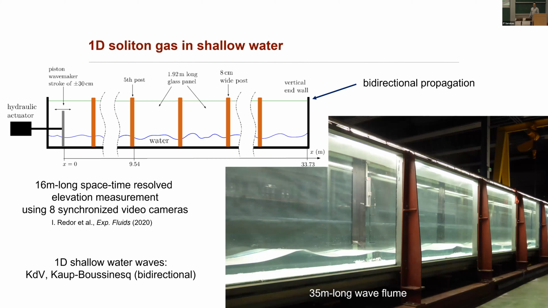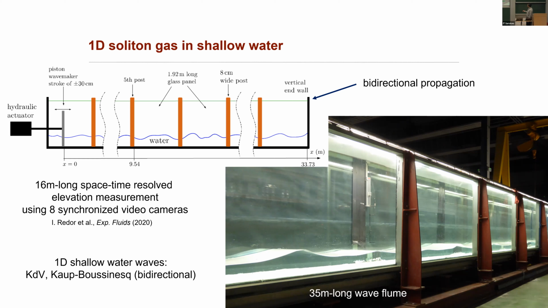So now the question is, what can we do in the lab? Stéphane did a very nice introduction of my work, actually. I was a little bit scared that I wouldn't have any remaining slides to show, but okay. In Grenoble, we have a 34-meter long flume like this, where we have a big piston wave maker to excite the wave, and we have a vertical wall at the other end that is reflective, so we get bidirectional propagation, to keep the soliton as long as possible in the flume.